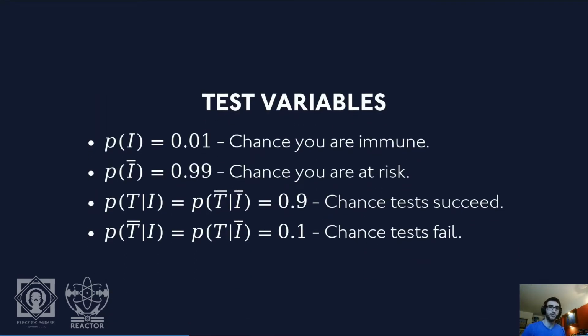So let's just write down the information we already know. The probability you are immune is 1%, because that's what we said at the start. So the probability you are at risk to this virus is 99%. Now we want to know the probability that this test is positive. We know the probability that the test is positive given you are immune, and we also know the probability the test is negative given you aren't immune is 0.9, because this is what the success rate of the test means. If you are immune, it's going to give you the right answer 90% of the time. If you're not immune, it's going to give you the right answer 90% of the time. So all I've done here is written down those probabilities that we stated on the previous slide. And similarly, we have the opposite for the chances that tests fail.